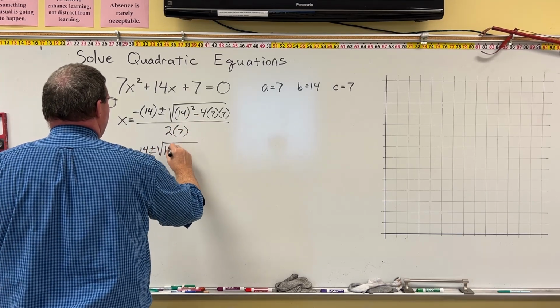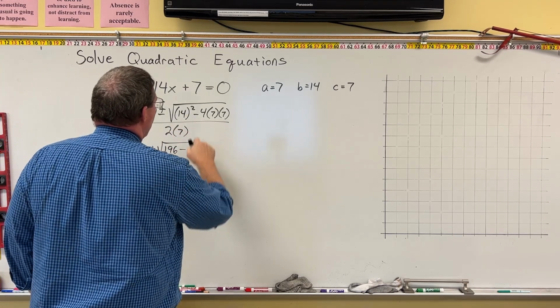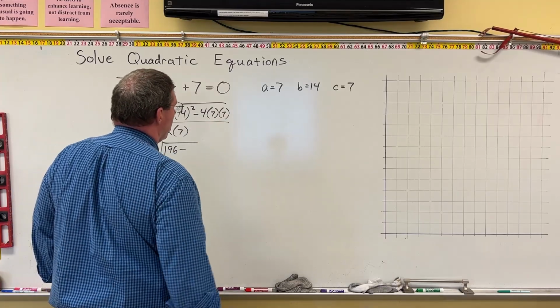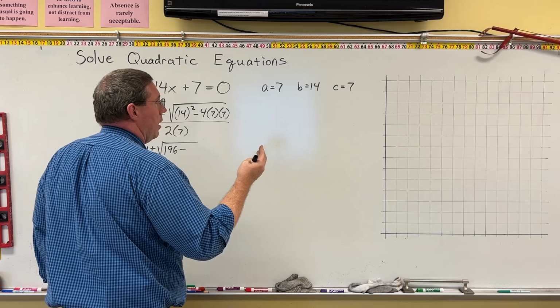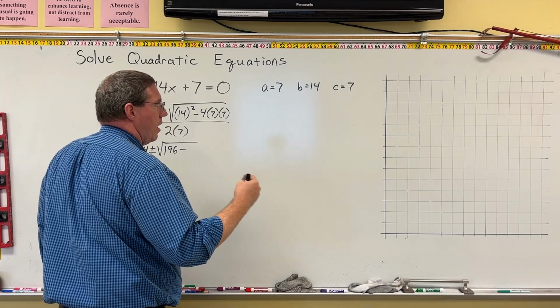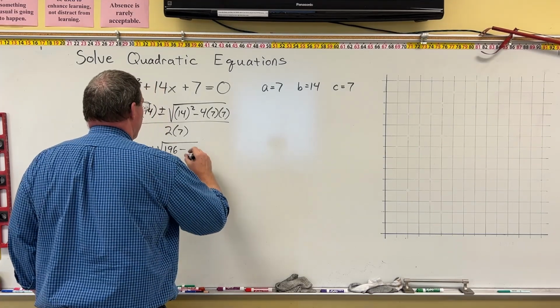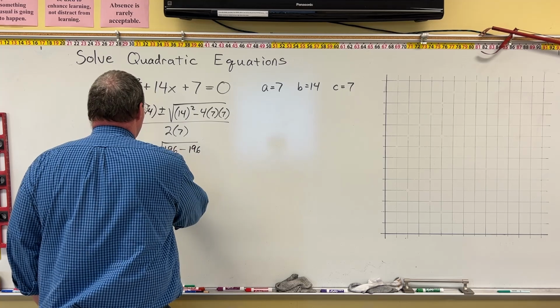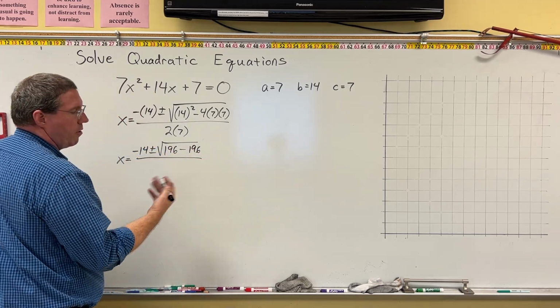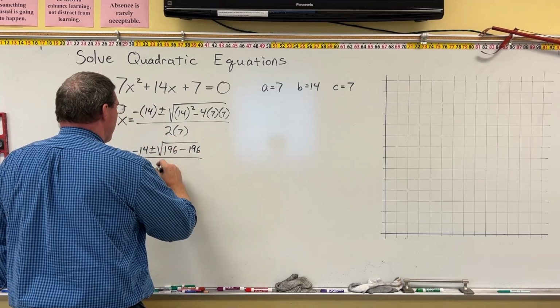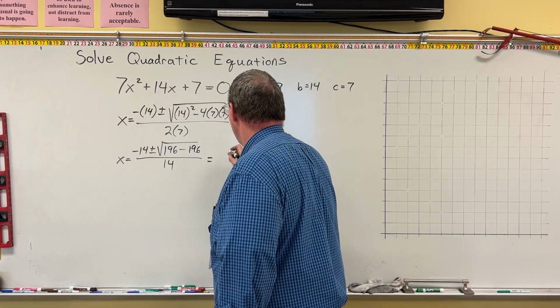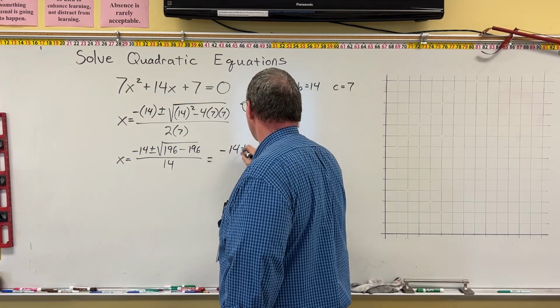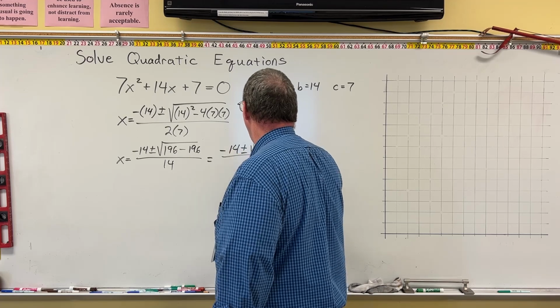14 squared is 196 minus 7 times 7 is 49. 49 times 4 is 49, then 98, then another 98. It's 196 again. Okay, that's good. That makes things real easy. So we got 196 minus 196. It's going to be 0. 2 times 7 is 14. Okay? And so this gives us -14 plus or minus the square root of 0 over 14.